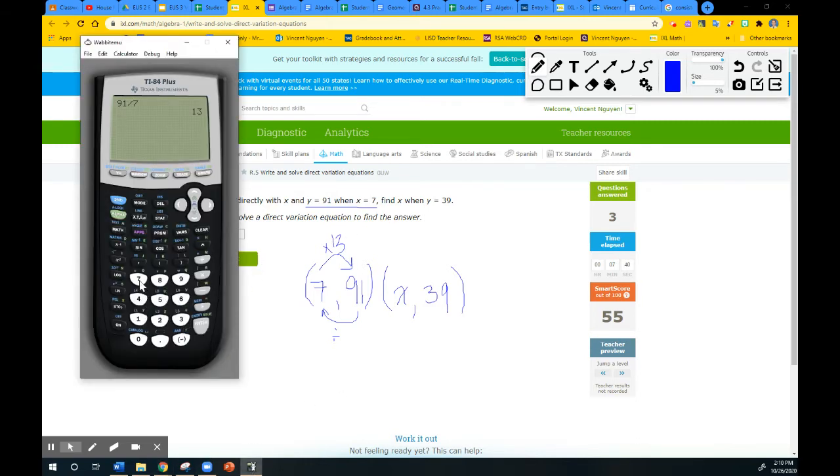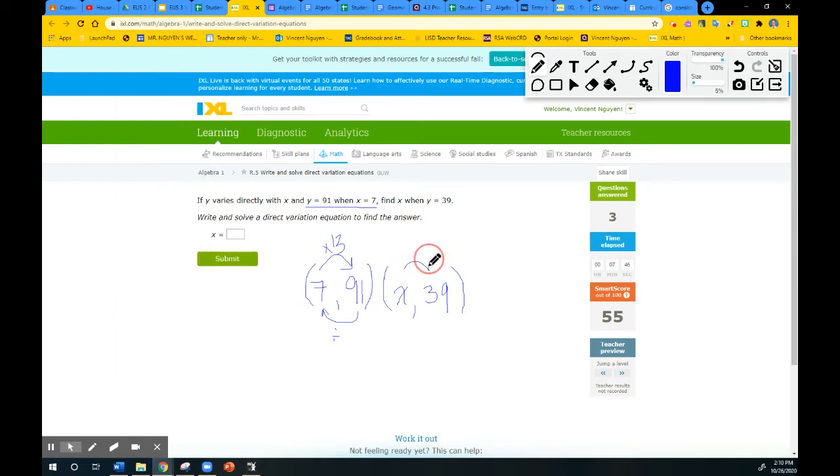Watch this. 7 times 13 is 91. So whatever x is, it must multiply by 13 to give you 39. To find that, all you have to do is go backwards and divide by 13. If you divide it by 13, you'll get that number right away, right? So instead of finding what number multiplied by 13 gives you 39, you can just do 39 divided by 13, and it's going to be 3.